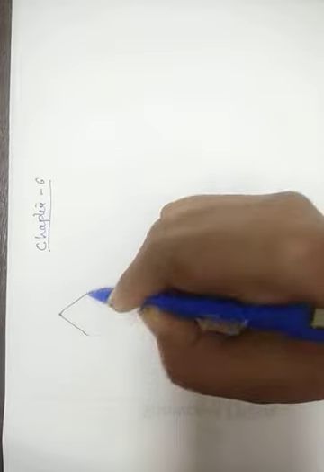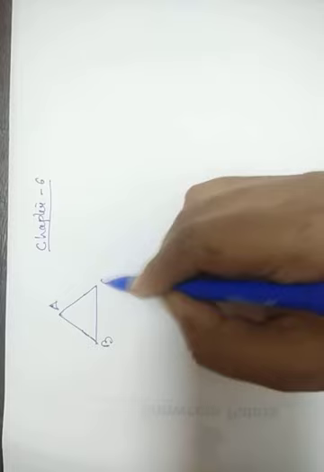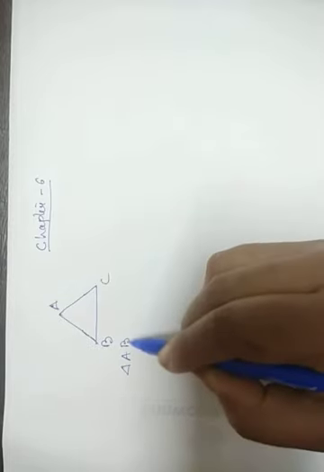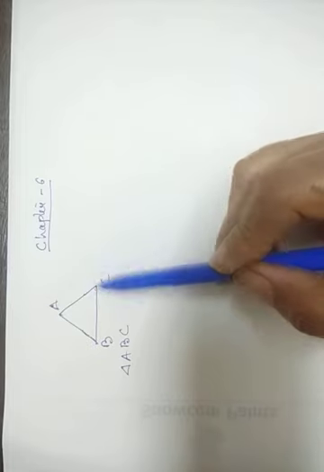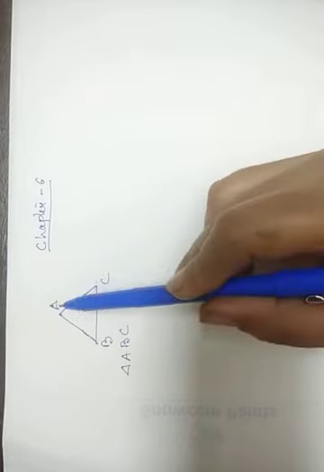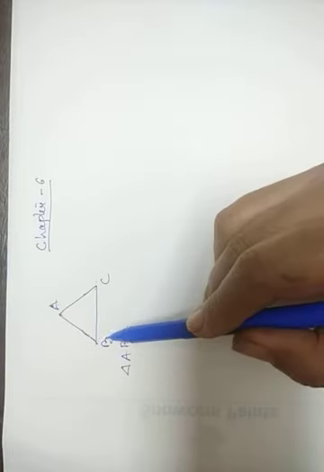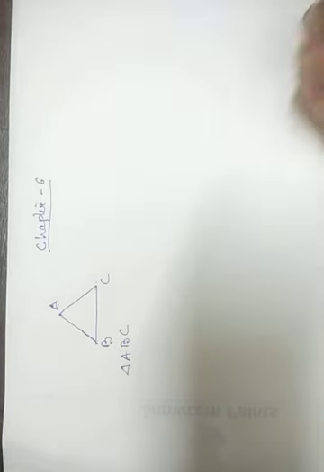Dear students, today we start chapter 6, the triangle and its properties. Now, this is a triangle ABC. These three angles are angle A, angle B, angle C. The sides are AB, BC and CA. These are the three sides and the vertices are A, B and C.